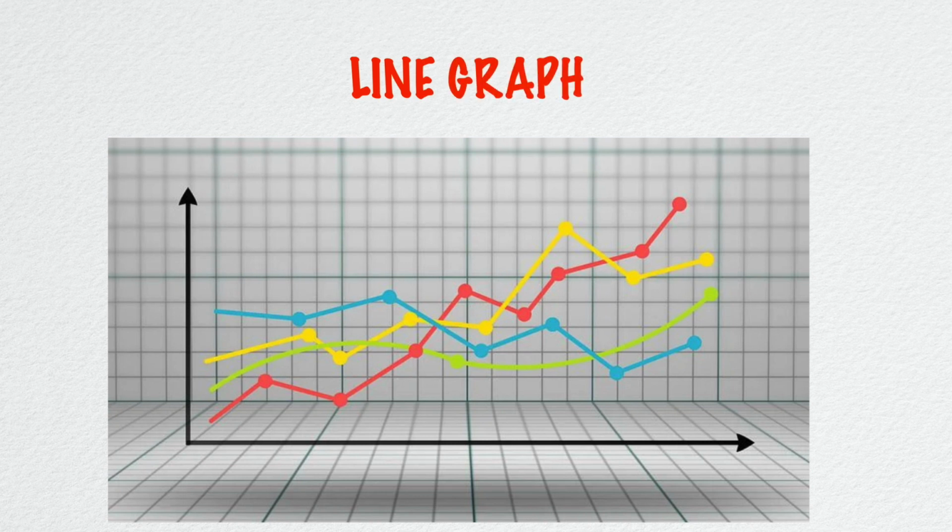A line graph is used to show continuing data, how one thing is affected by another. In other words, it's a way to summarize how two pieces of information are related and how they vary depending on one another. Let's take a look at the example.